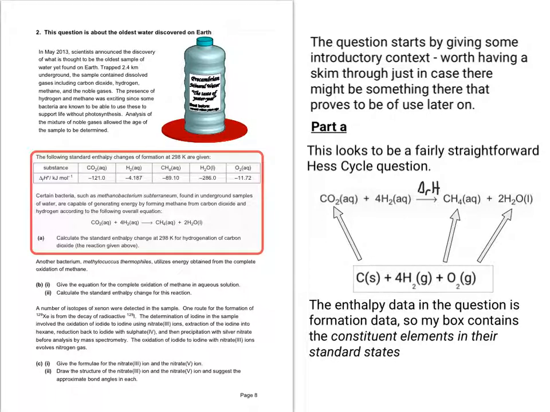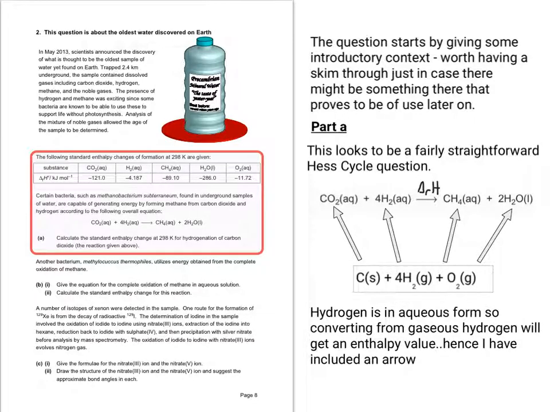So the enthalpy data in the question is formation data because it says delta FH. So my box contains the constituent elements in their standard states in accordance with the definition of enthalpy of formation. However, hydrogen is in aqueous form in the reactant stage, so converting to this form from gaseous hydrogen, which is the constituent element in its standard state, we'll get an enthalpy value. So even though it's an element, I've put in an arrow here, which I've now highlighted in red so you can see what I'm talking about.